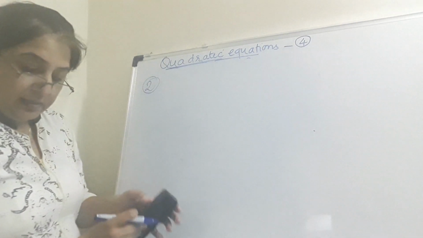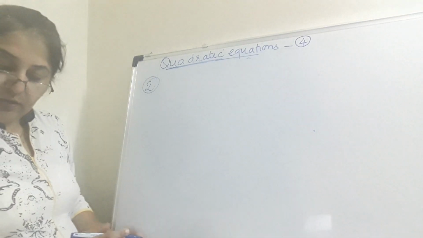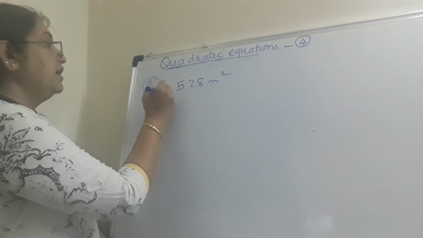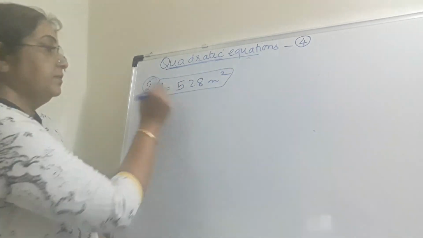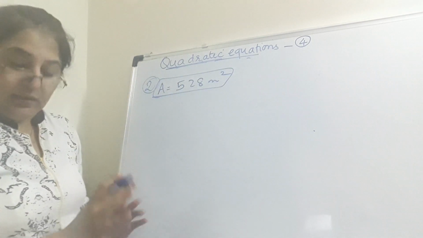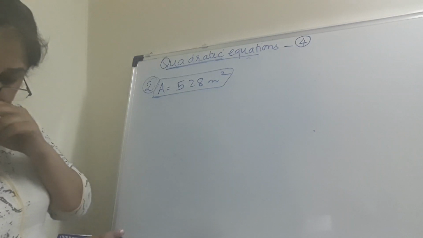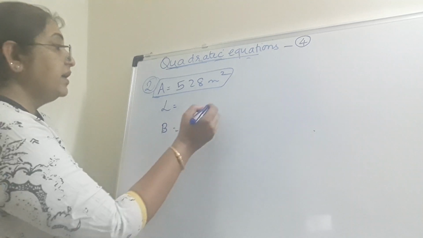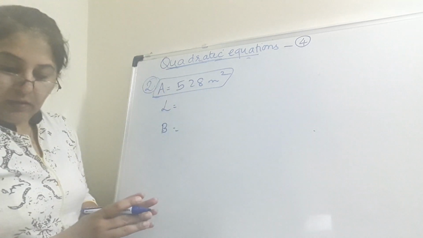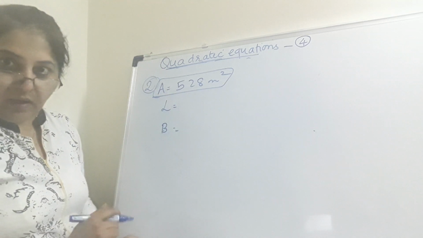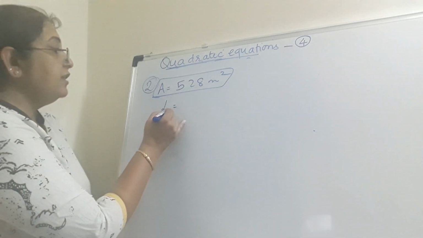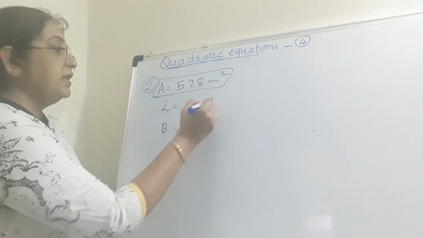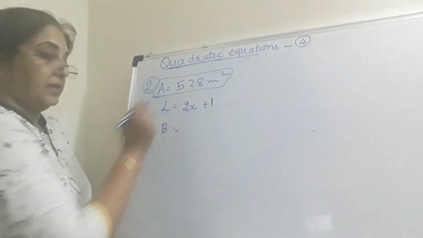Question 2, from the exercise: the area of the rectangular plot is 528 meter square. This is the area of the rectangular plot. We have to find the length and the breadth. So it is saying that the length of the plot is 1 more than twice the breadth. I repeat, it says that the length of the rectangular plot is 1 more than twice the breadth.